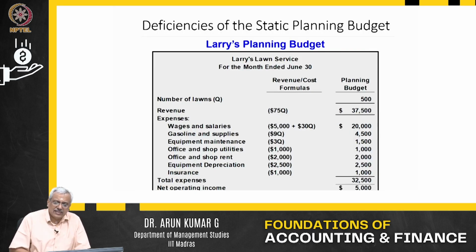Now he says, this is what he has got. In this phase, what you see in the slide, Q is nothing but the quantity. Quantity is 500 lawns, as you can see in the bracket.